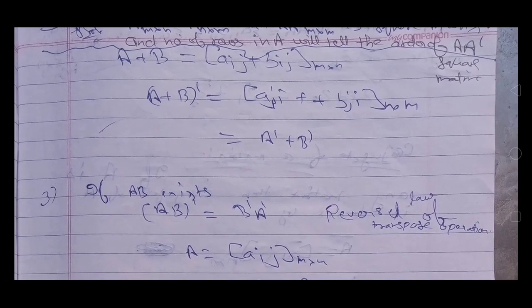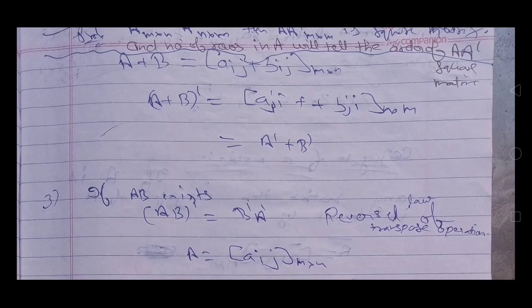Now A plus B is some matrix of order m cross n whose entries are like a_ij plus b_ij. Now transpose of A plus B will be equal to some matrix of order n cross m whose entries are like a_ji plus b_ji, which will be equal to transpose of A matrix plus transpose of B matrix. So it means if we have to find the transpose of the sum of two matrices, then we can also find it by finding the transpose of the first matrix and then the transpose of the second matrix and then simply adding them. Now go for the third property.